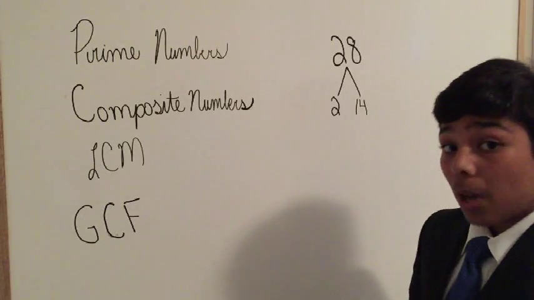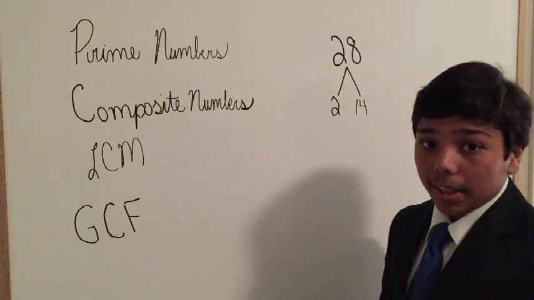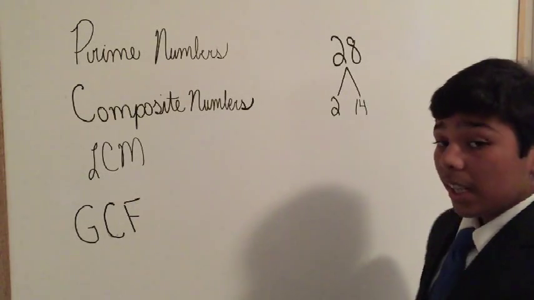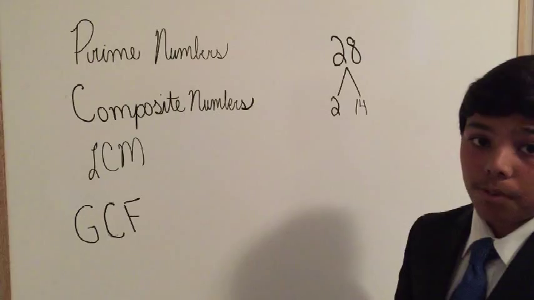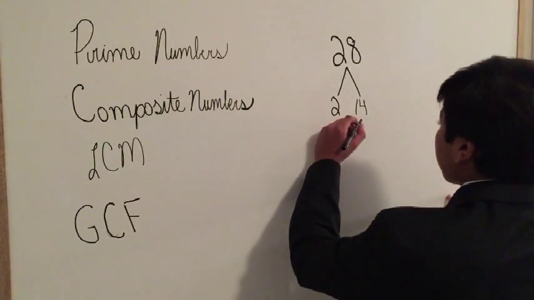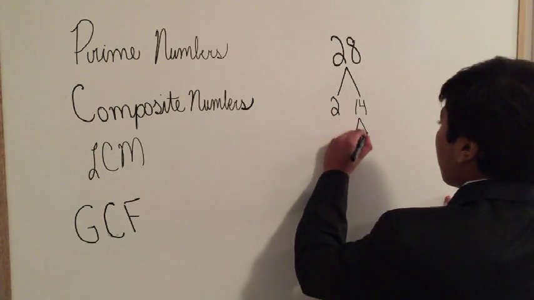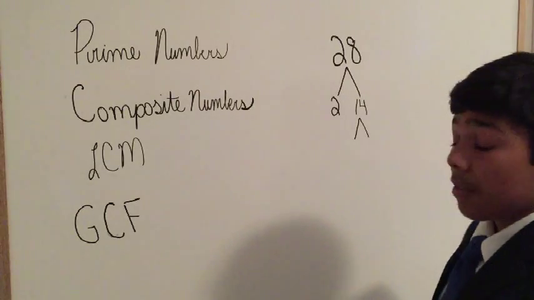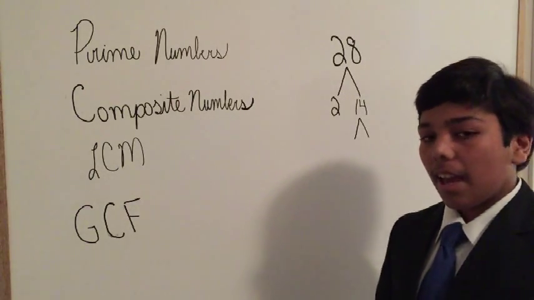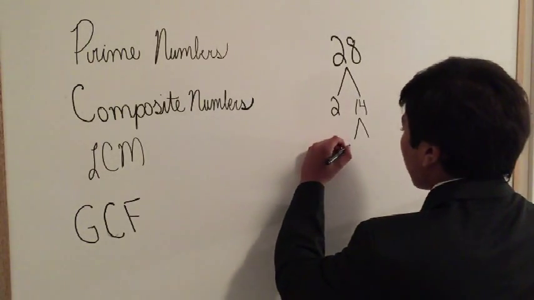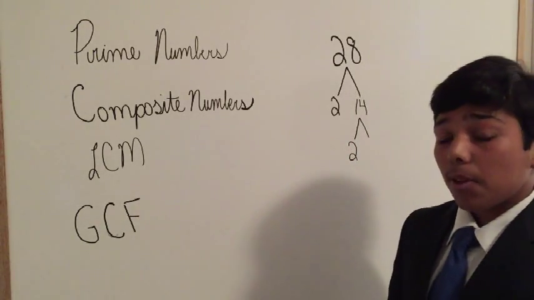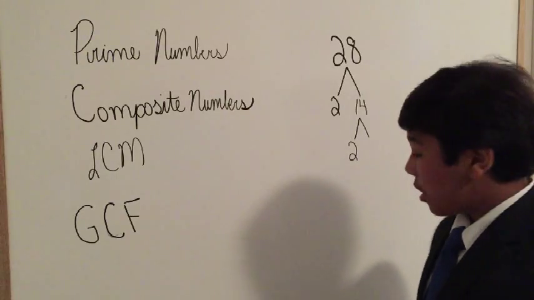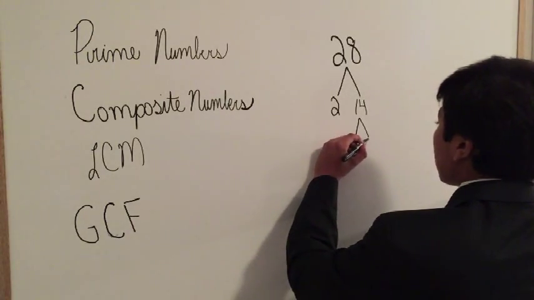Now, because 2 is a prime number, we can no longer divide it. However, 14 is a composite number, and we can divide it. So let's divide it even further. Now, the lowest prime number that can be divided by 14 is 2 again. So let's put 2 on our left-hand side. And 2 multiplies 7 gives us an answer of 14. So let's put 7 on this side.